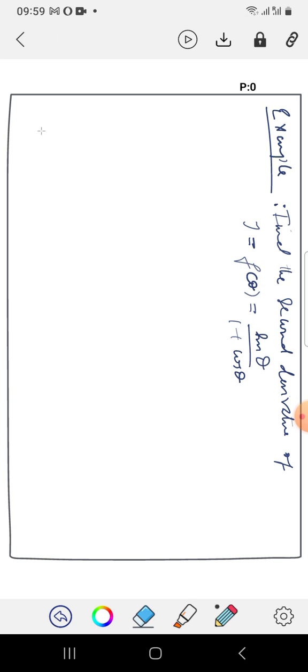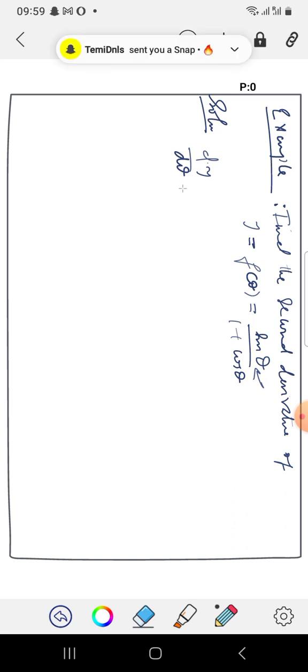Now let's look at it. Solution. Now the variable is theta, so we are going to be saying y prime theta, not y prime x, because we have changed the variable.